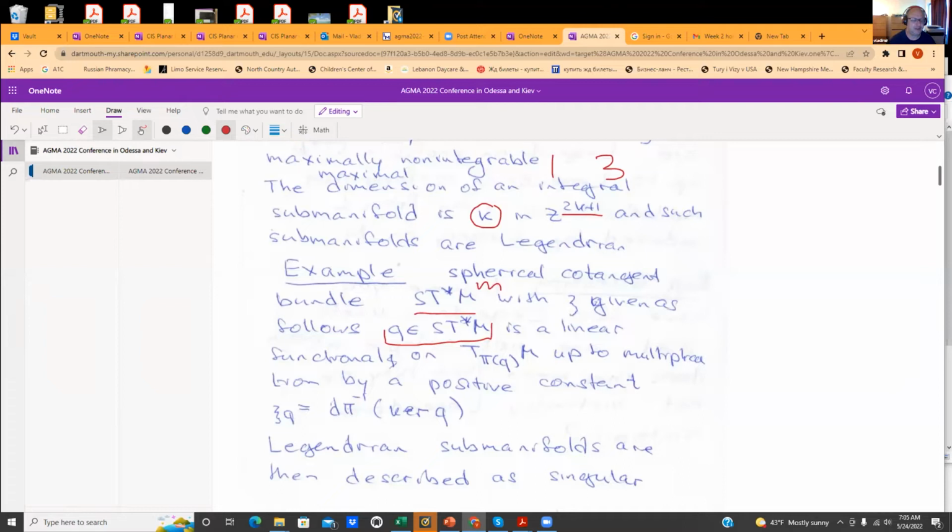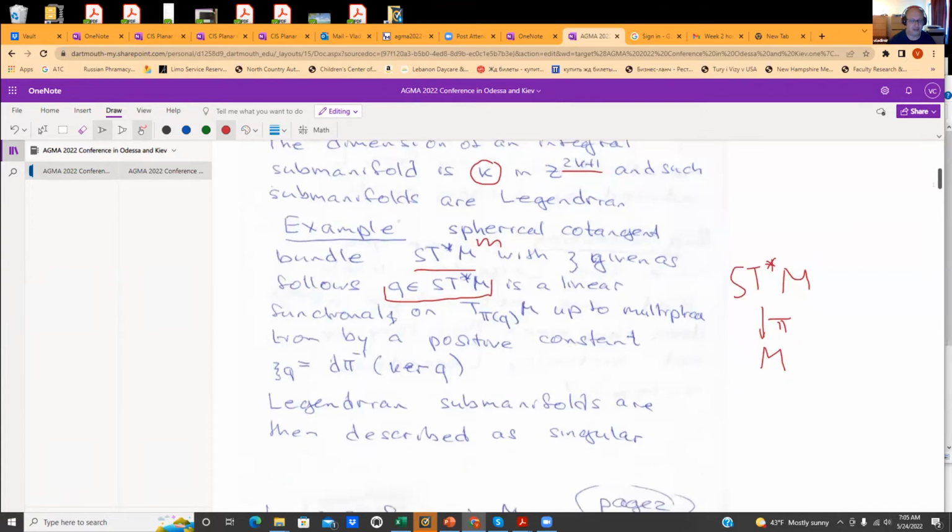So the contact structure is defined as the preimage, under the differential of the projection from the spherical cotangent bundle to M, of the kernel of this functional. This is my projection pi. It is a differentiable map, so I can take the preimage of the kernel of the linear functional under the differential. It will be a hyperplane, of course, and this is a contact structure. You have to check that this indeed satisfies the condition about the wedge product, but it does.